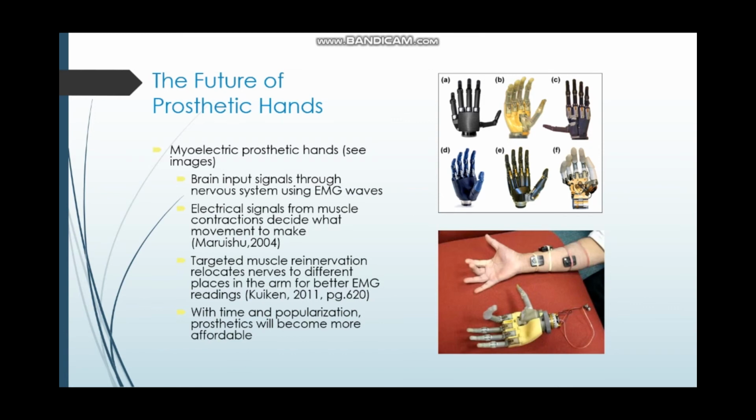A technique called targeted muscle reinnervation will allow for nerves to be relocated to more ideal spots in the arm to get better EMG readings. There are very early concepts and prototypes for this technology now, but that will change with time.